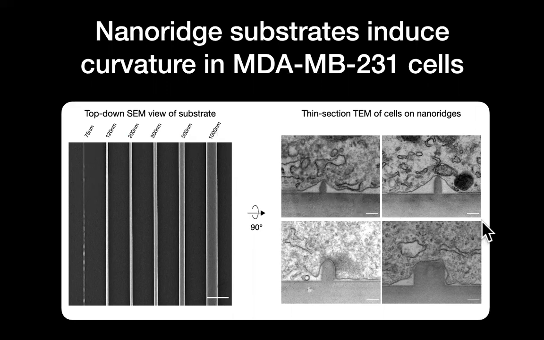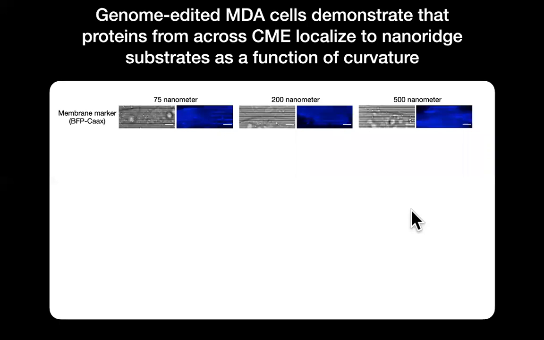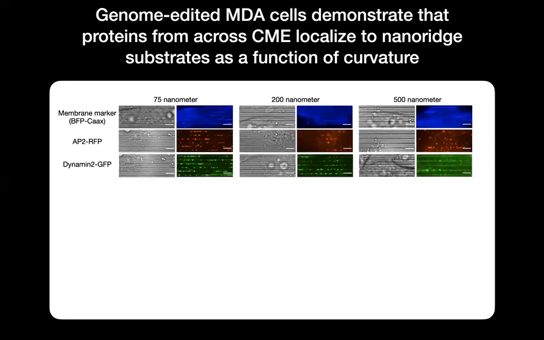And then when we image cells growing on these nanoridges on a light microscope, you can see that the entire ventral cell membrane is visible, sort of evenly distributed across the ventral surface. But when we image endocytic proteins like AP2 RFP or dynamin 2 GFP, there's this really striking enrichment of the endocytic proteins, specifically on the nanoridge substrate sections, with a more modest increase as the ridge diameter increases.